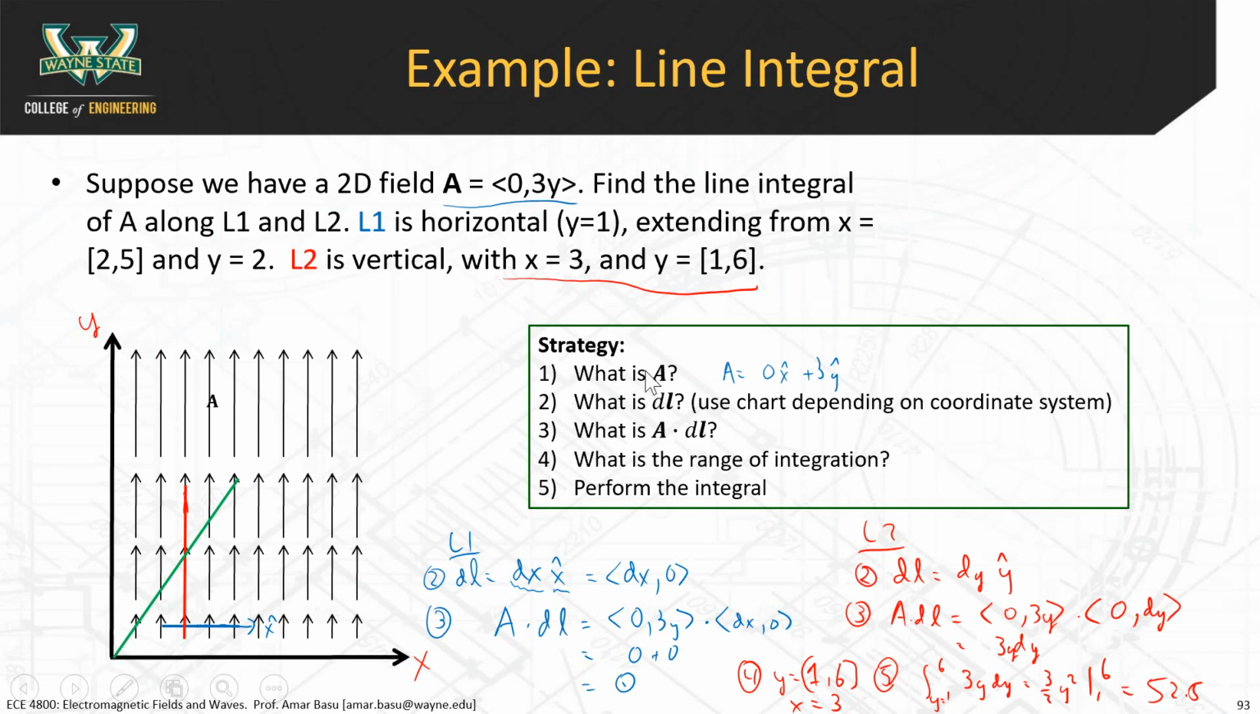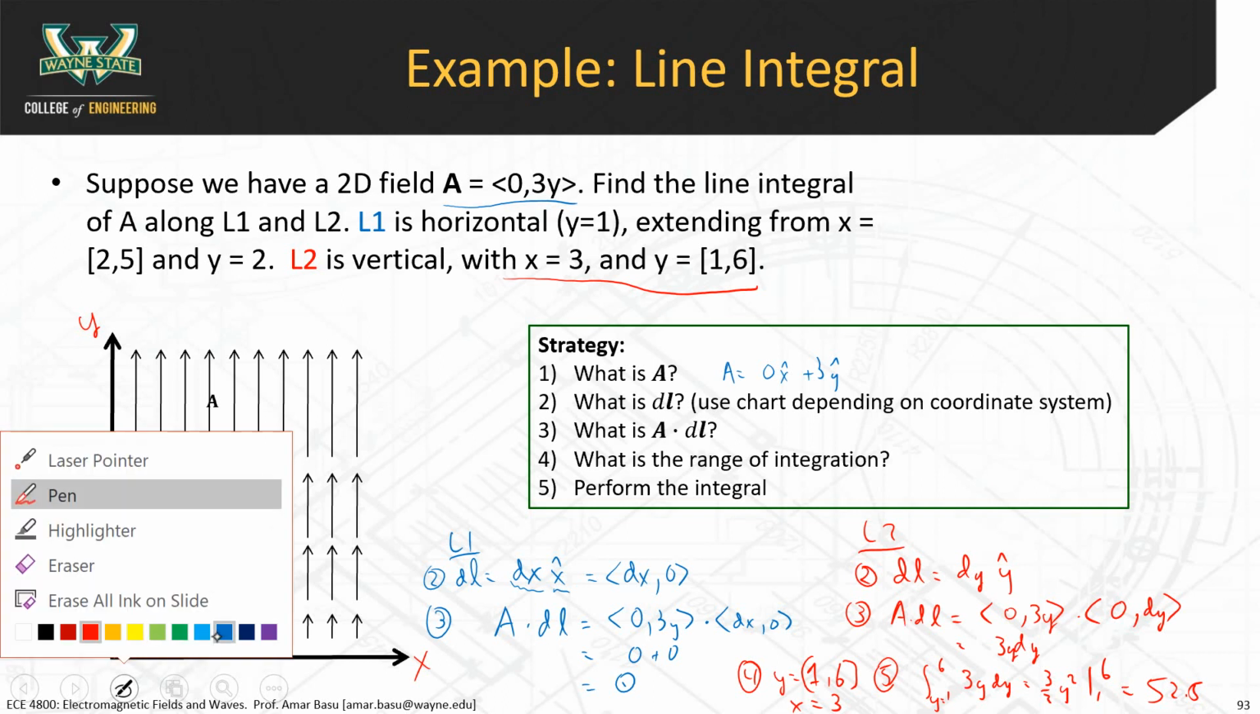You figure out what A is, what dl is, and what A dot dl is. Now here, the first line that I'm asking you to look at the line integral for is a horizontal line extending from x going from 2 to 5 and at y equals 2. So we're talking about this line right here at y equals 2. Let's put that on here.